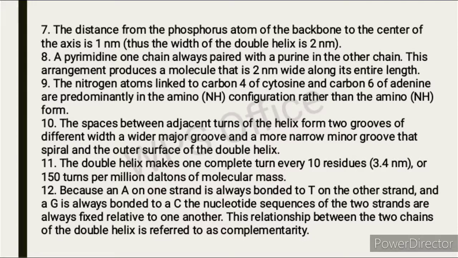Number 11: the double helix makes one complete turn every 10 residues, 3.4 nanometers, or 150 turns per million daltons of molecular mass. Number 12: because an A on one strand is always bonded to a T on the other strand, and G is always bonded to a C, the nucleotide sequences of the two strands are always fixed relative to one another.